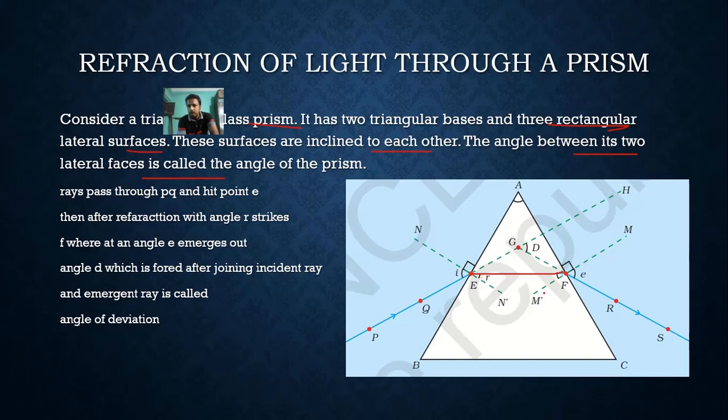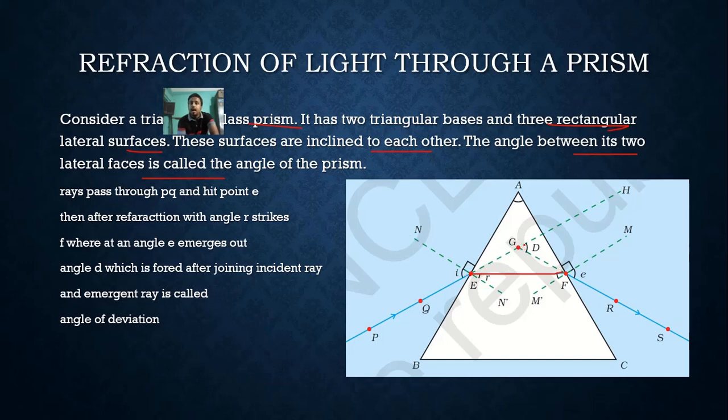with respect to the normal, and it strikes point F, and after further refraction it emerges through a ray passing through R and S. The angle that it makes with the normal is E. So I is known as the angle of incidence, R is known as the angle of refraction, and E is known as the angle of emergence.